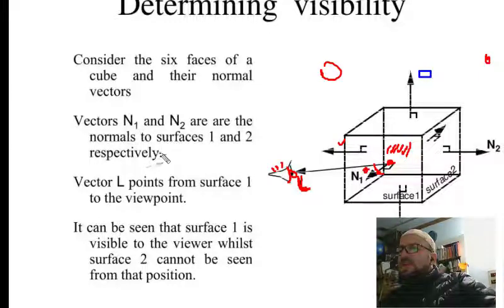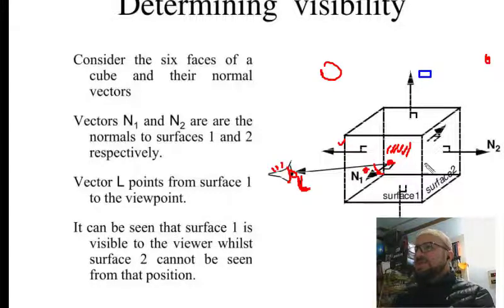So the vectors n1 and n2 are the normals to the surface, so surface 1 and surface 2 are normal to that, and L points from surface 1 to the viewpoint. Now L is something which points from surface 1, so this is surface 1 here, as you would see, this is surface 2, and the L is on surface 1. So this L points from surface 1 on to the viewpoint or your eye. So simply surface 1 is visible to the viewer while surface 2 cannot be visible because it is hidden, but we need to calculate how to do this, right?